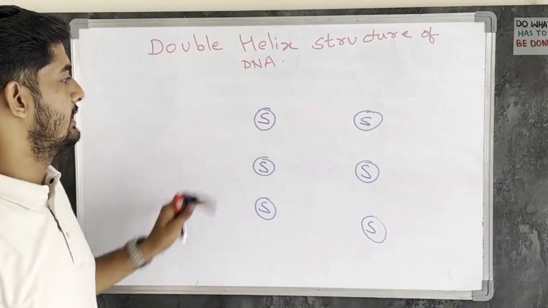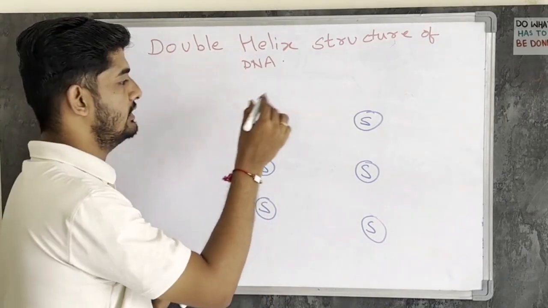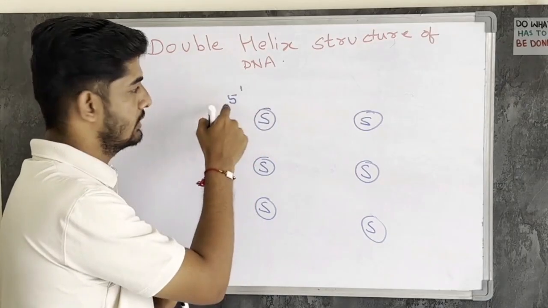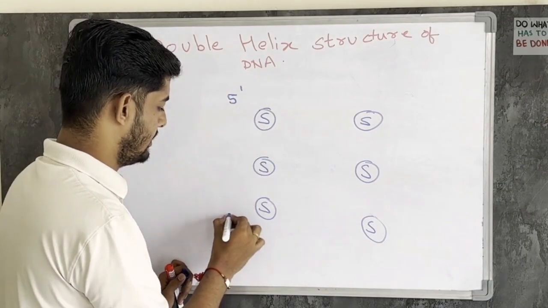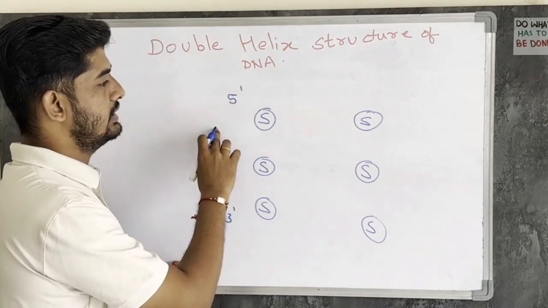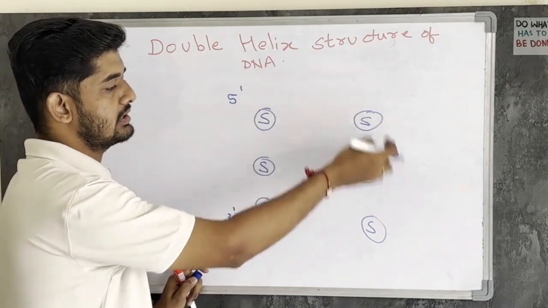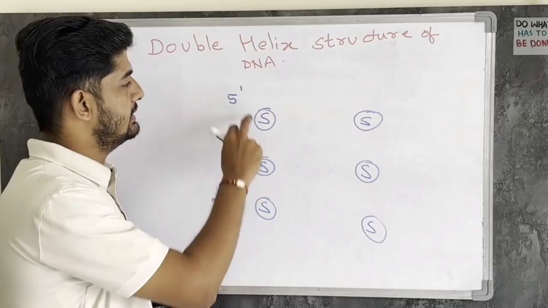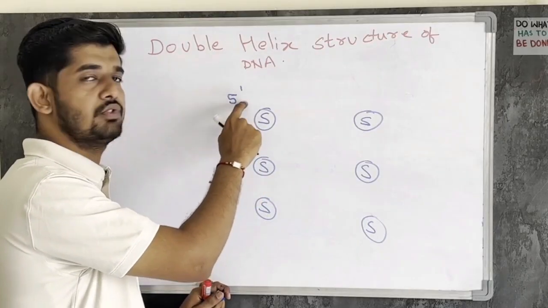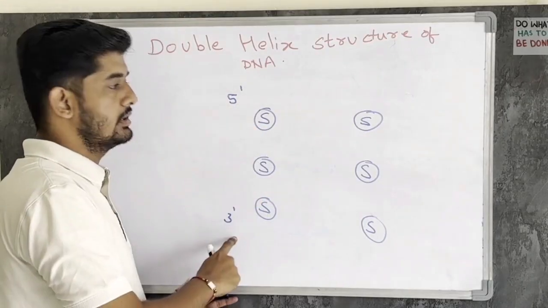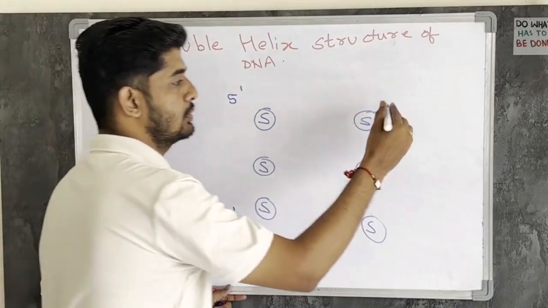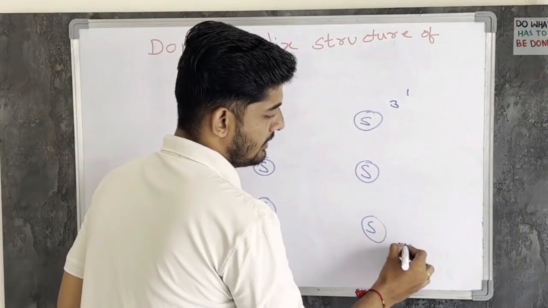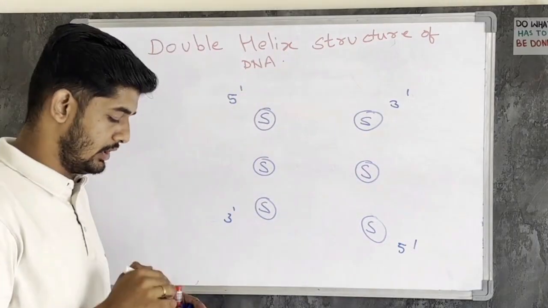This is our two strands. So the polarity of this strand will be 5 prime. And so if this is the 5 prime end, this will be our 3 prime end. So obviously the second feature is that both these strands of the DNA run anti-parallel to each other. Meaning that if this strand is from 5 prime to 3 prime, then this strand will be from 3 prime to 5 prime.